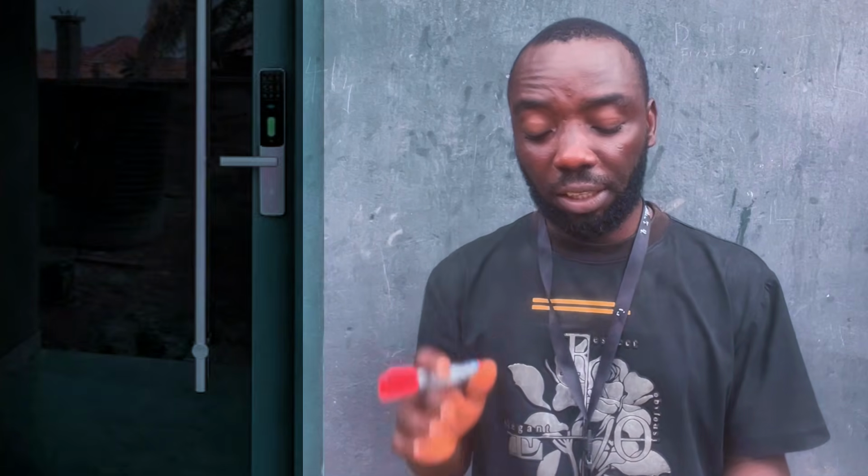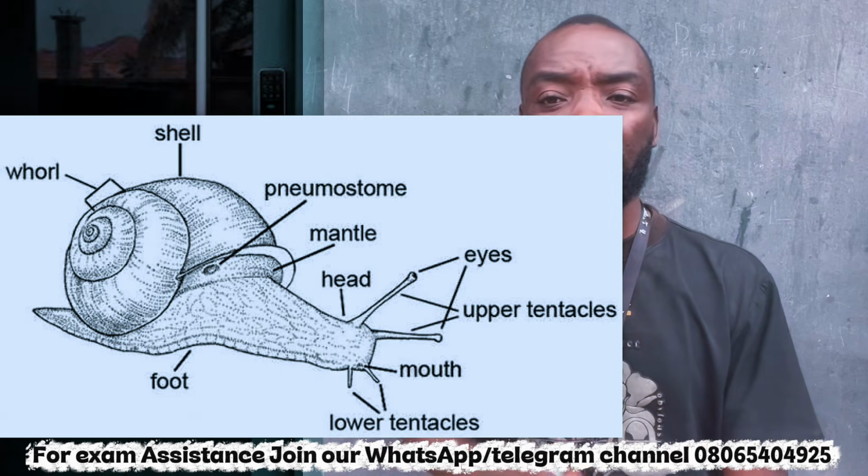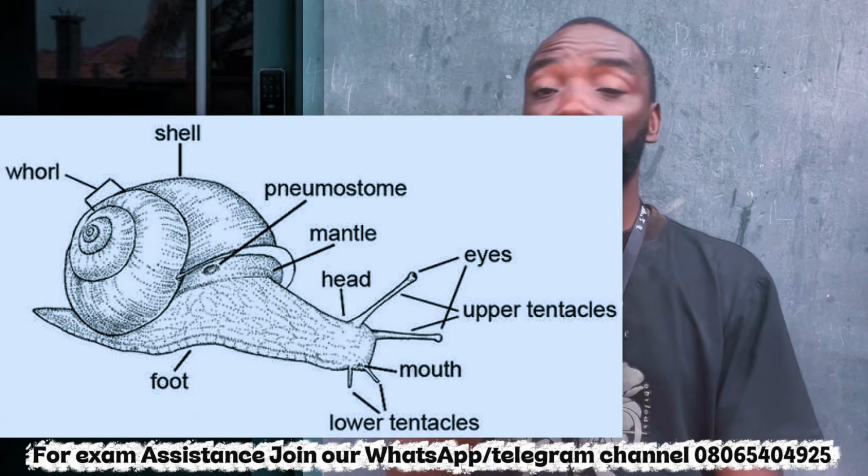So let us begin. Now, from the specimen we have here, 1, 2, 3, 4, 5, 6, we have 6 specimens here, and we are going to be discussing the specimens one after the other. So the first specimen we have here is Achatina marginata, or giant snail. This is for specimen O.